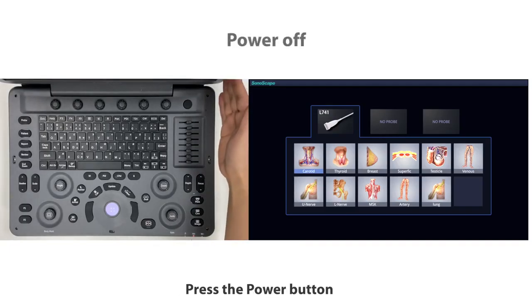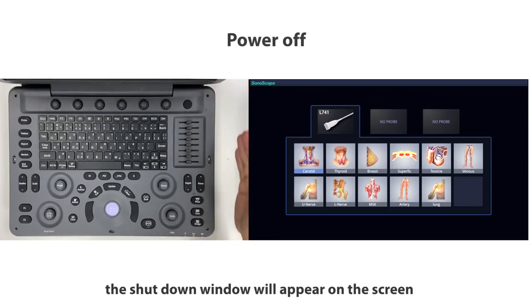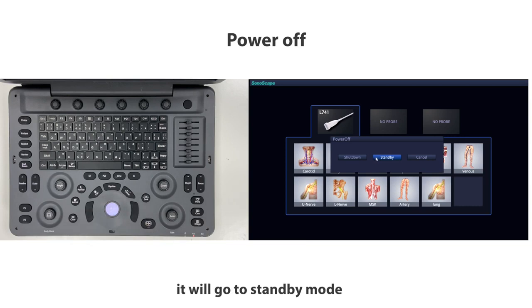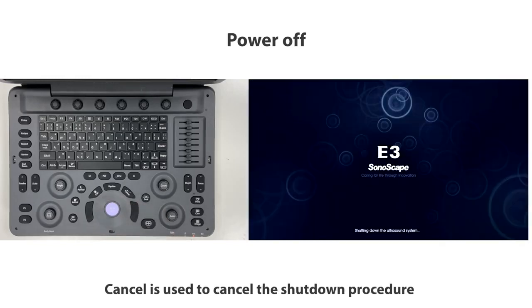Press the Power button. The shutdown window will appear on the screen. Choose Standby. It will go to standby mode and it will boot up in several seconds next time you press the Power button to turn it on. Choose Shutdown. It will shut down immediately. Cancel is used to cancel the shutdown procedure.